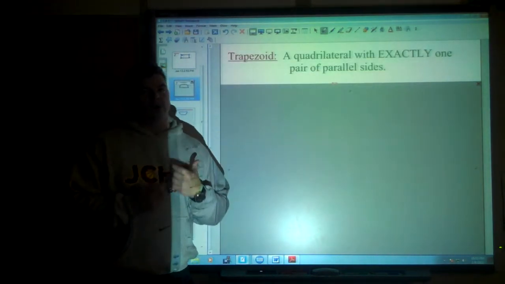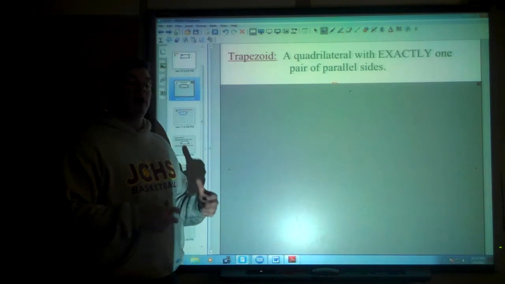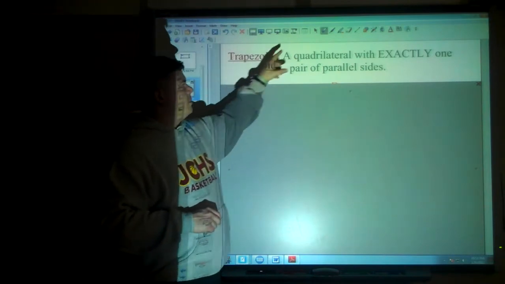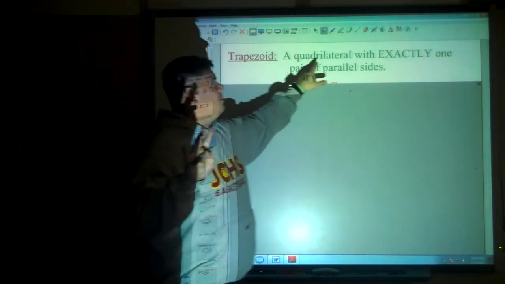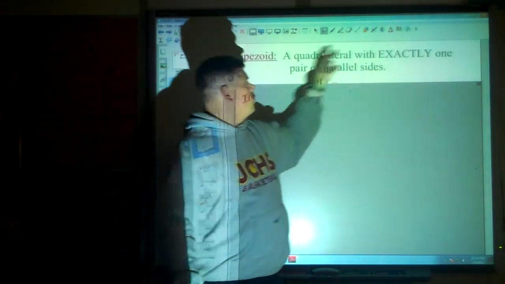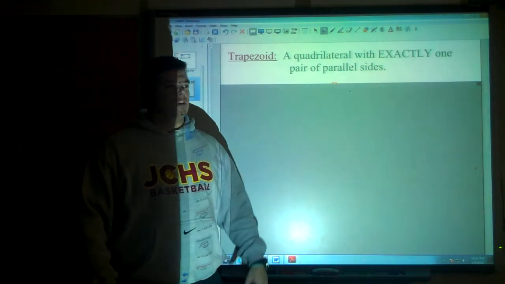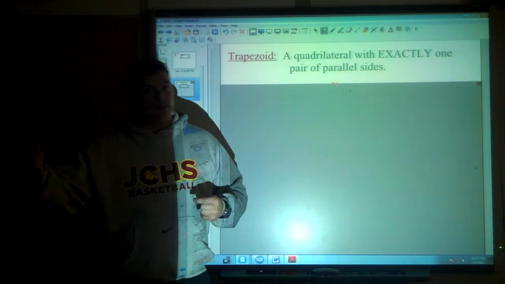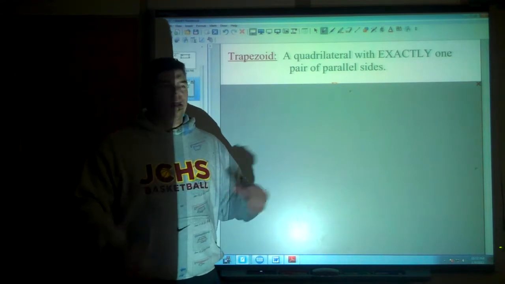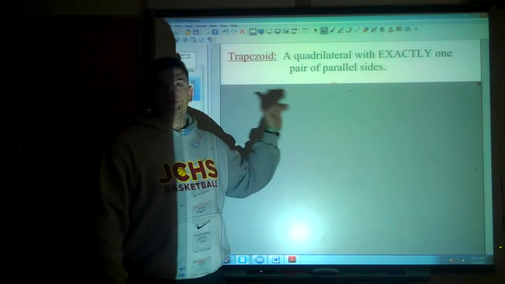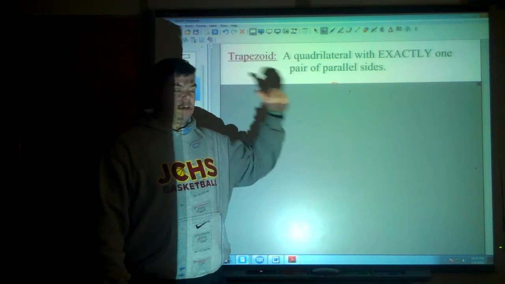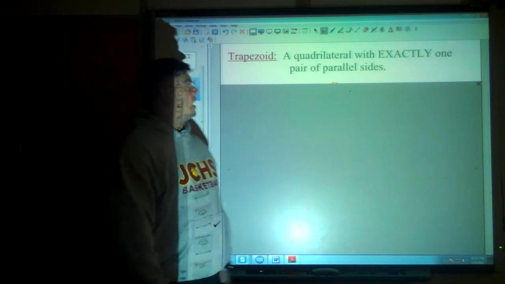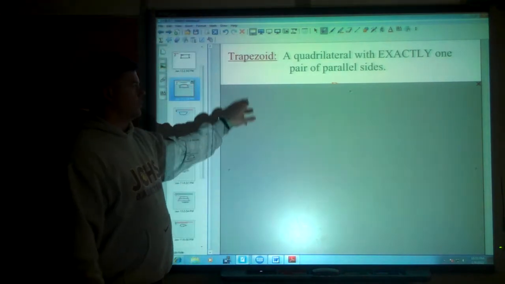The key with a trapezoid that sets it apart from a parallelogram, which has two sets of parallel sides, is that a trapezoid is going to be the same four-sided type of shape, but it's going to have exactly one pair of parallel sides. So it's not one of those situations where a square is a rectangle, but not all rectangles are squares. It's not that at all. It either has exactly one pair of parallel sides, or it has none, or it has two. And if it doesn't have exactly one, then it's not going to be a trapezoid. It would be one of the other types.